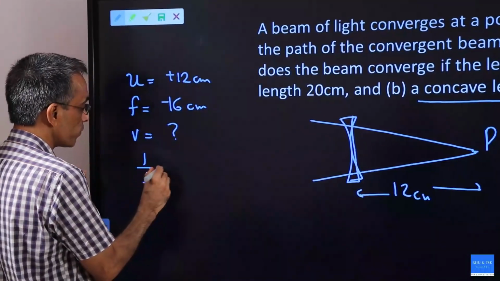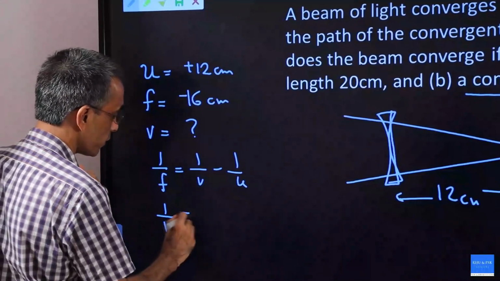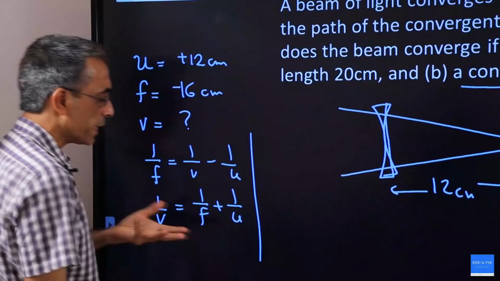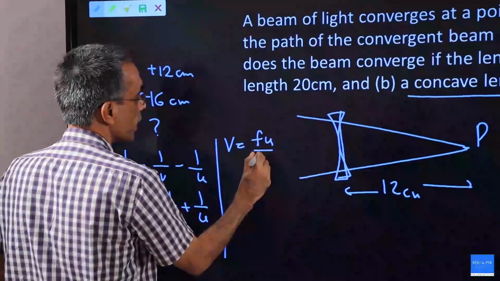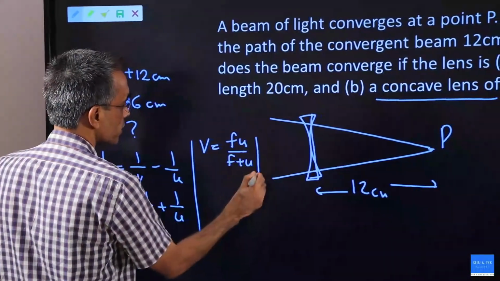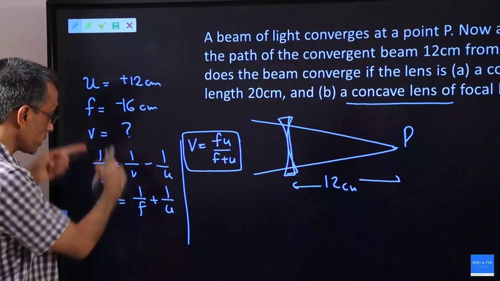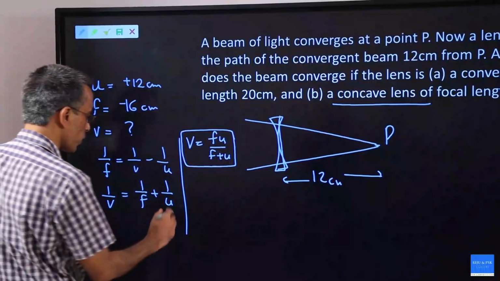Straight away, 1 by F equals 1 by V minus 1 by U. So we want 1 by V, which is equal to 1 by F plus 1 by U. You can even use the equation V equals Fu by F plus U straight, but for board examination, don't use this. For board examination, go like this. For entrance, always do like this. Now, what is V?